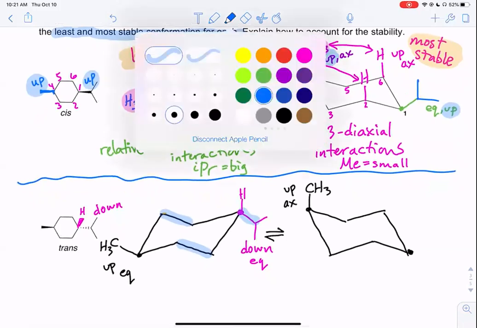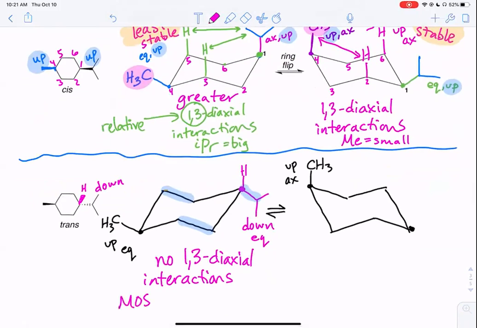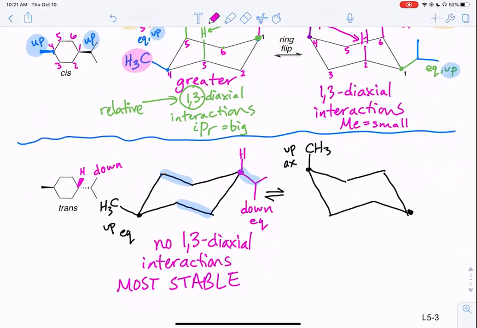Since this is all equatorial, we would say that there are no 1,3 diaxial interactions associated with this conformation. This is definitely going to be our most stable of the trans conformations. They're all equatorial substituents. That's going to be in contrast to this next one. Here on carbon 1, we'll add our isopropyl group. It still needs to be down, but now our down is axial. You can draw your hydrogen if you like, just to show that it's up and equatorial.